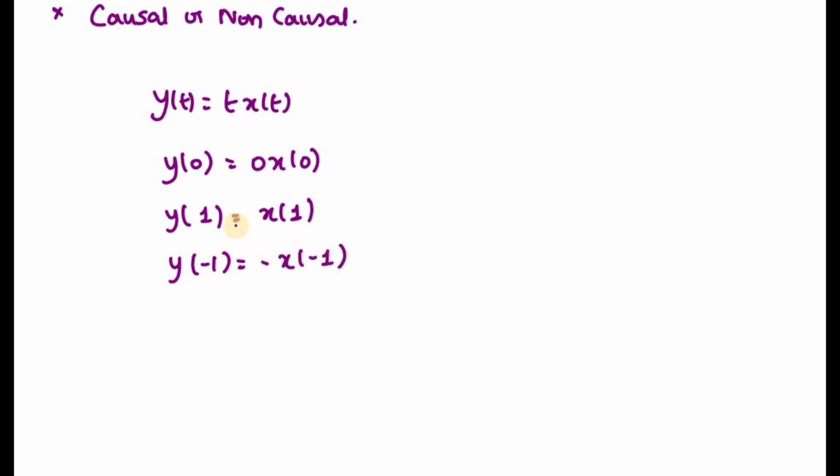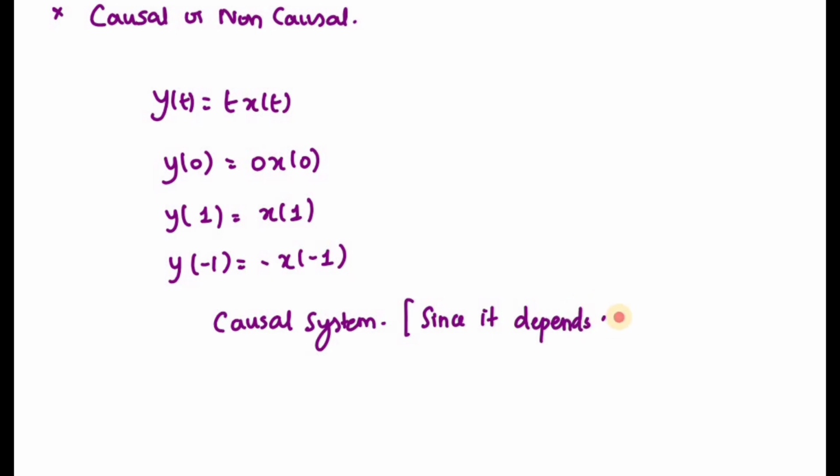Okay. So here, for y the present value y of t, the t value is 0 means it is a present value. X also is going to the same value, so it is nothing but a present state only, so it is not going to any future value. Okay, so therefore it is a causal system since it depends only on the present value, and it can also depend on the past value also.